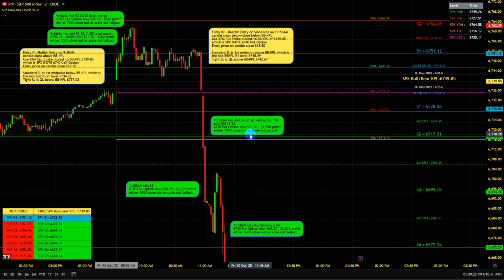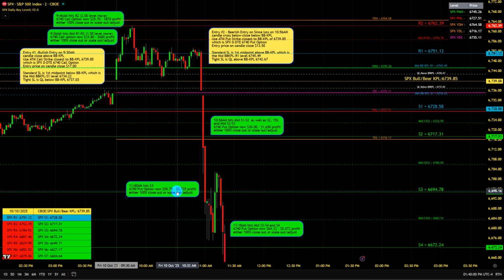But normally we say that if you're going to do that, you're better off scaling out of the multiple contracts 70 to 90% and then leaving runners to adjust the stop loss on. So if you just want to look at these other ones as the remaining runners that you adjusted the stop loss on, then the very next candle, as you can see here, is another forcibly down candle that hits S3. So on the close of this candle at 11 a.m., the 67.40 put is now $50.75. So that's a profit of $3,725 per put option.